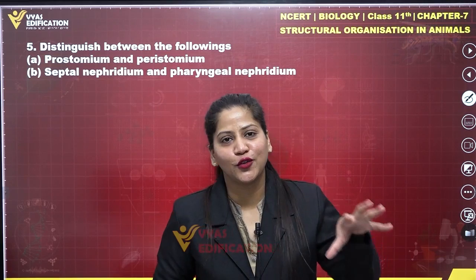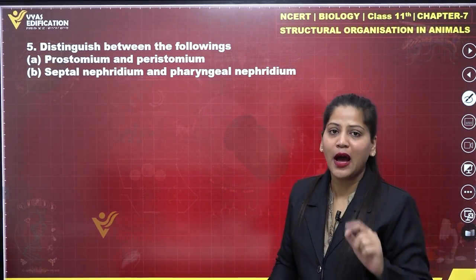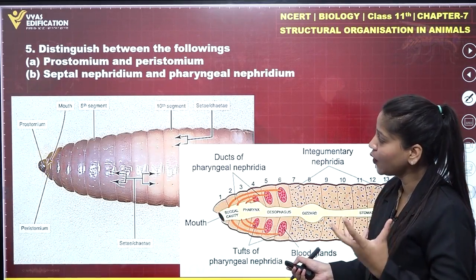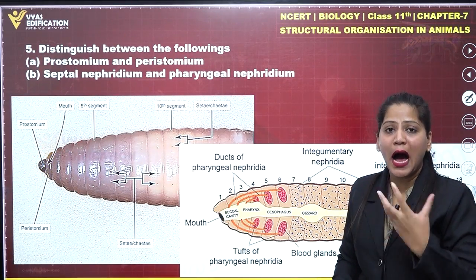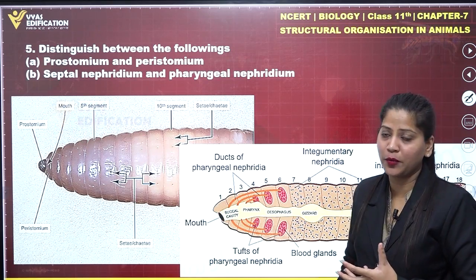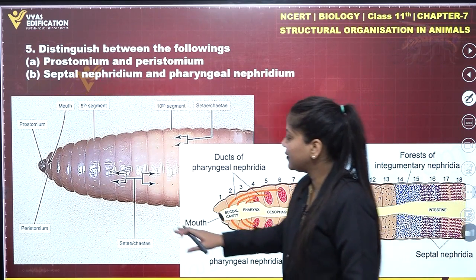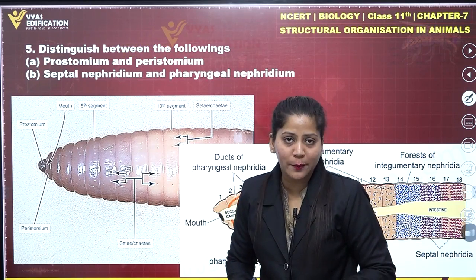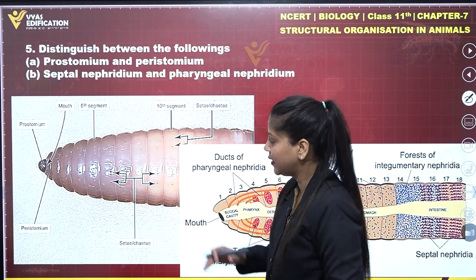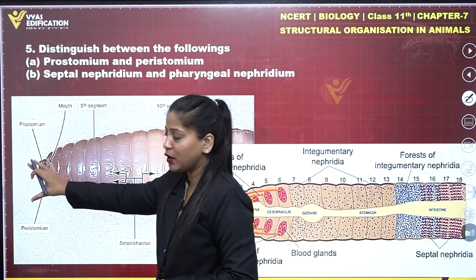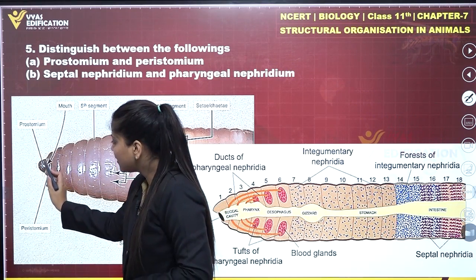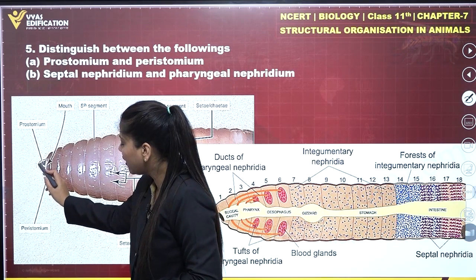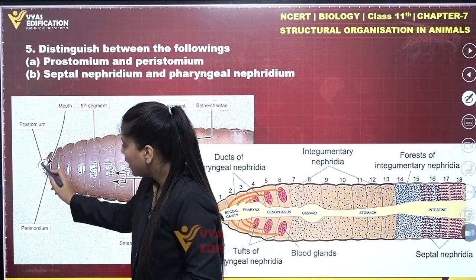So before moving on to the answer of this question, I have a diagram to show you what prostomium actually is, how it looks, and what peristomium is and how it looks. See, this is the diagram of an earthworm which is showing you the peristomium and prostomium as well. See, this is the mouth, the anterior part of an earthworm. This lobe, the first one, is actually a fleshy lobe.